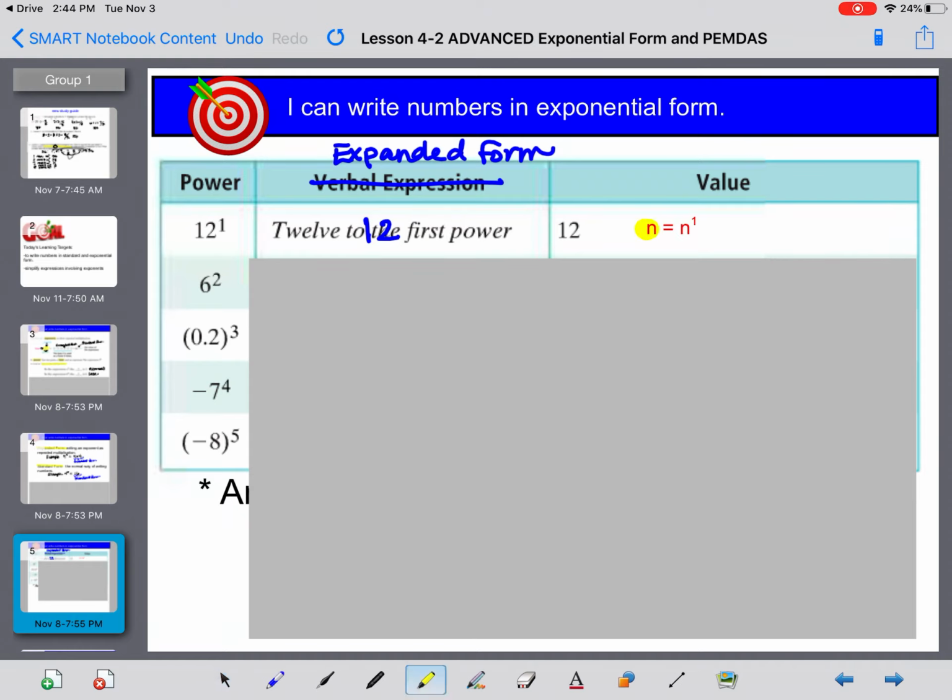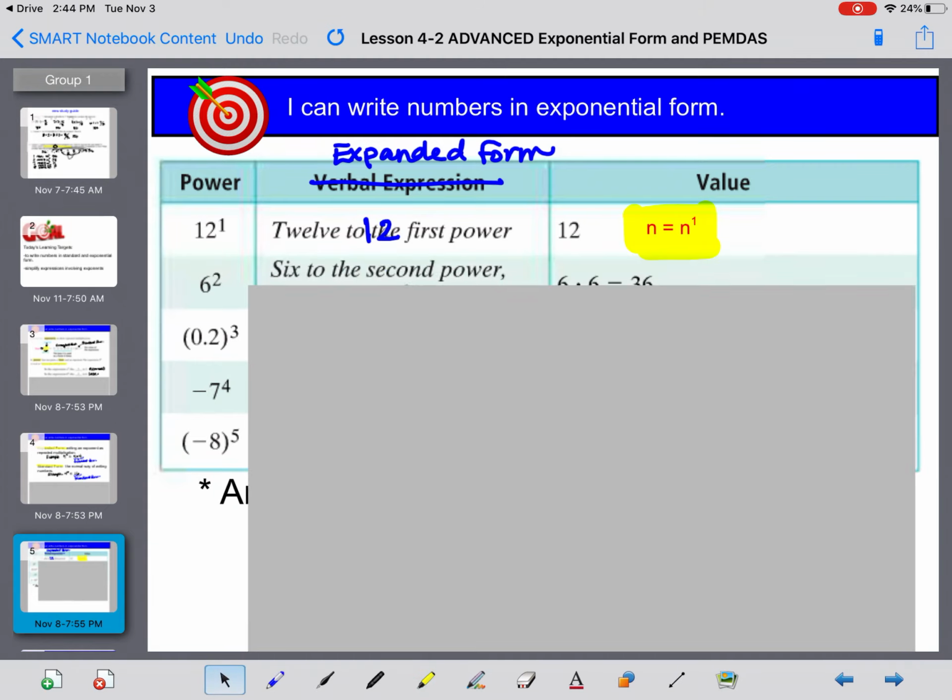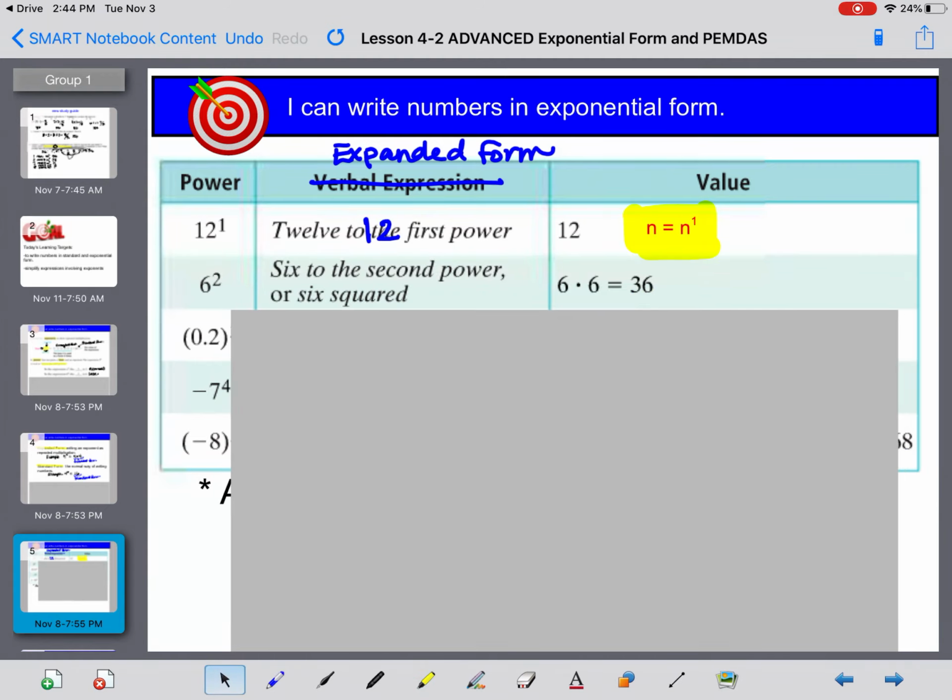Make sure that you note that if you have a variable and there's no exponent shown, that it means it's raised to the 1st power. Okay, let's take a look at the next one. 6 to the 2nd power.